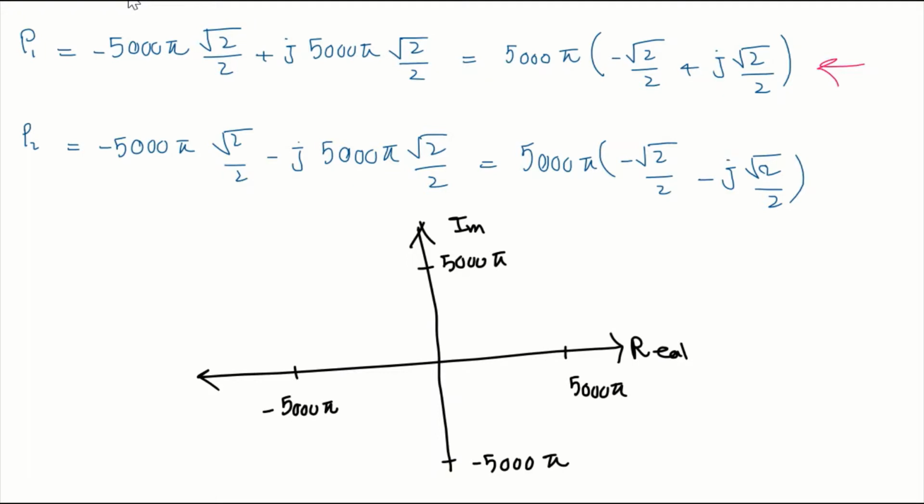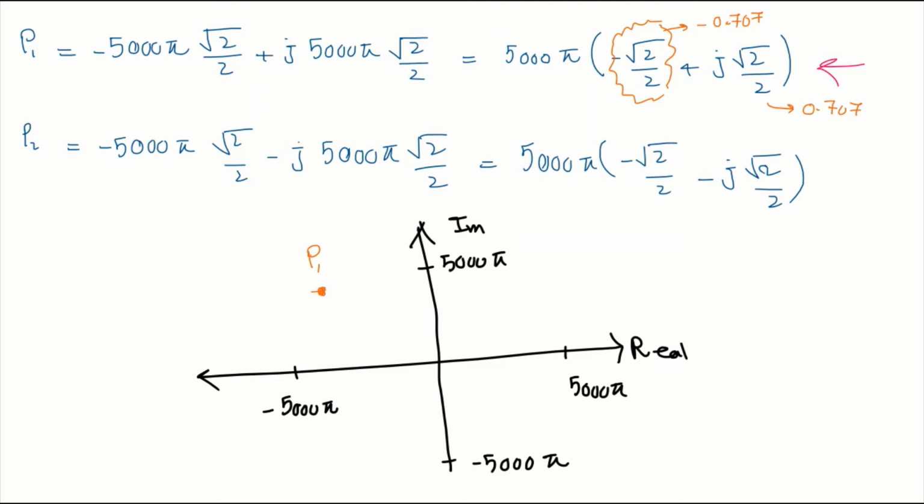The real part is 5000 pi times minus 2 over square root of 2, which equals minus 0.707. Well, the same here, 0.707. So the real part is 5000 pi times minus 0.707. That means somewhere around here. And for the imaginary part, it is somewhere around here. If I connect these two, this is the place of P1.